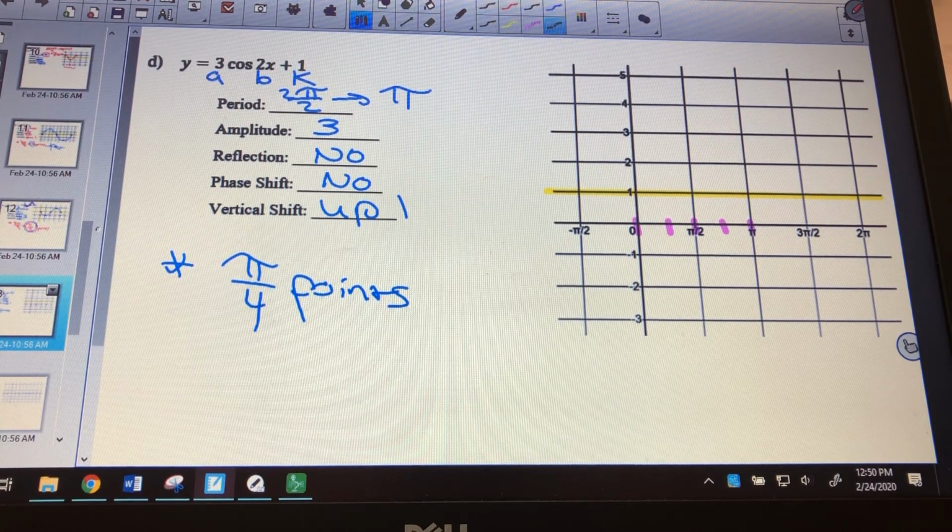And then it's cosine. So normally, if this is our 0, cosine normally starts at 1. However, it's an amplitude of 3. So I'm going to go 3 above my midline. Okay? Now pi over 4 units over, we are back on the midline.